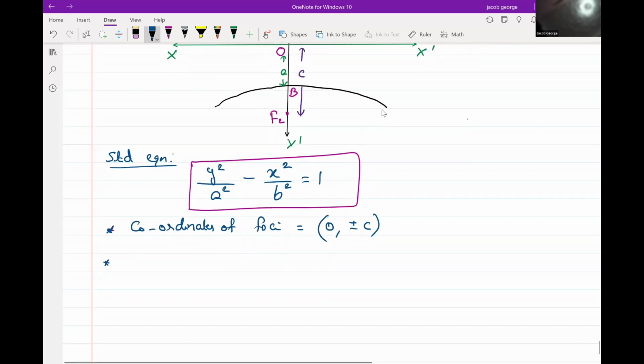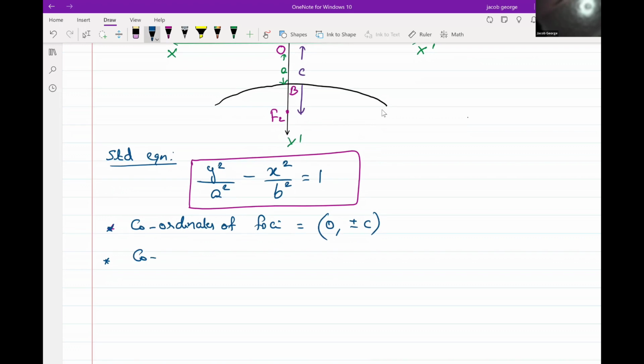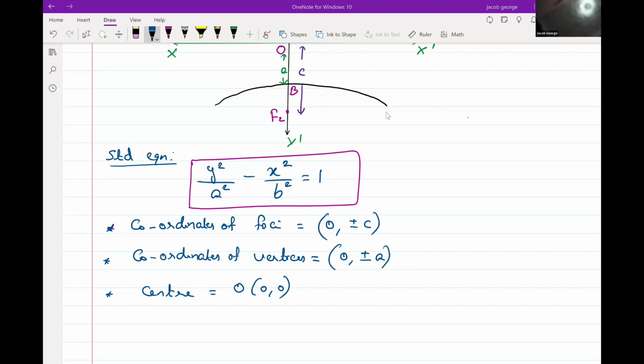Coordinates of vertices: 0, plus or minus a. Then the center is at origin, that is O, 0, 0.